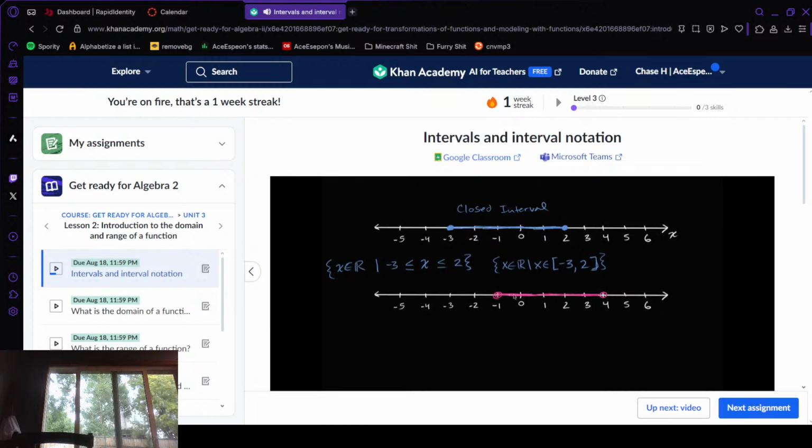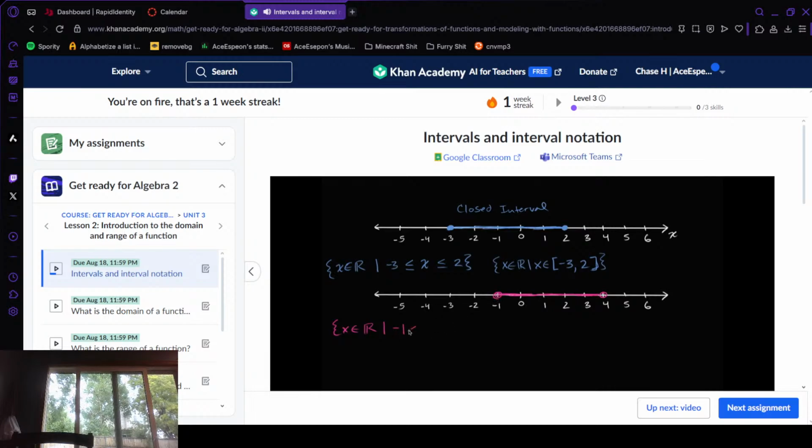So what would be the notation for this? Well, here we could say x is going to be a member of the real numbers such that -1, I'm not going to say less than or equal to, because x can't be equal to -1.